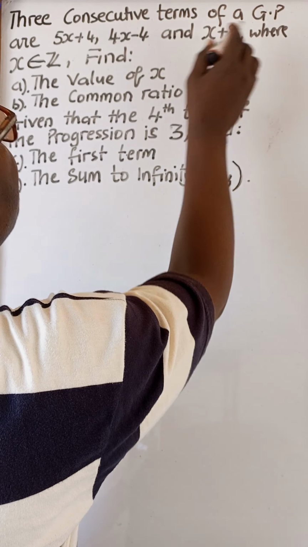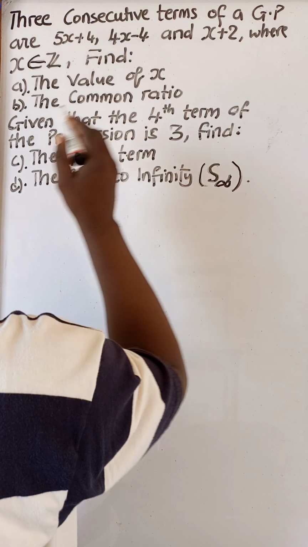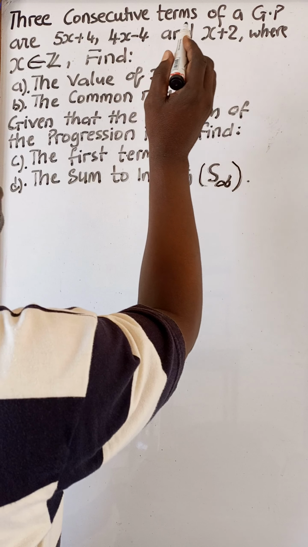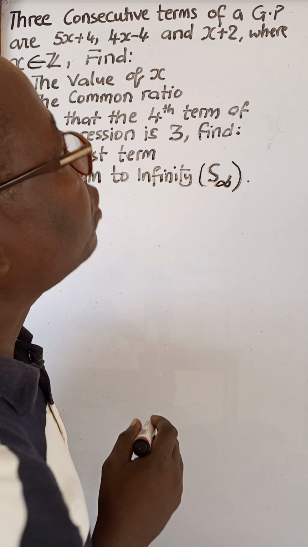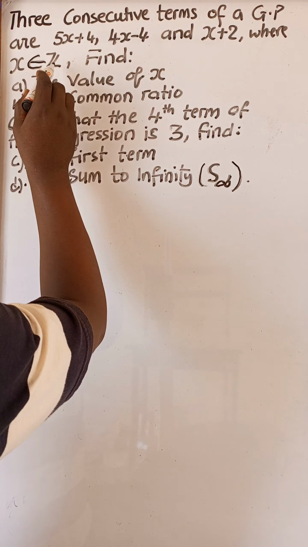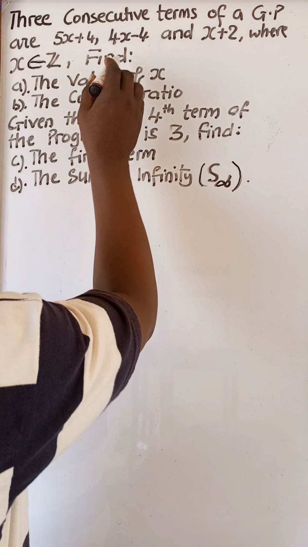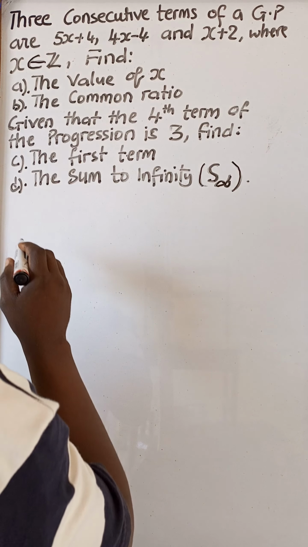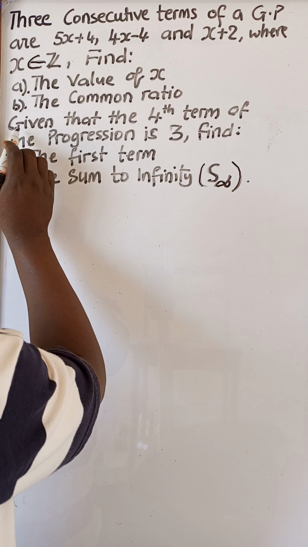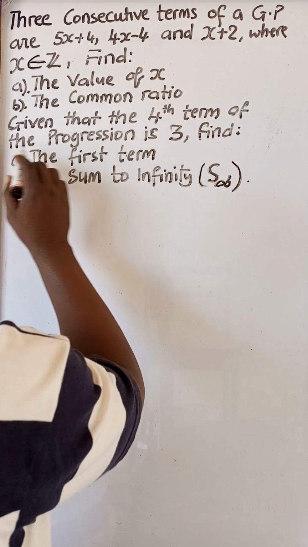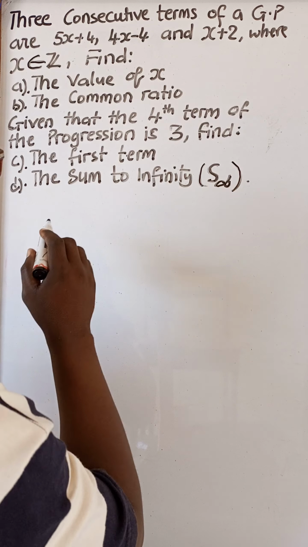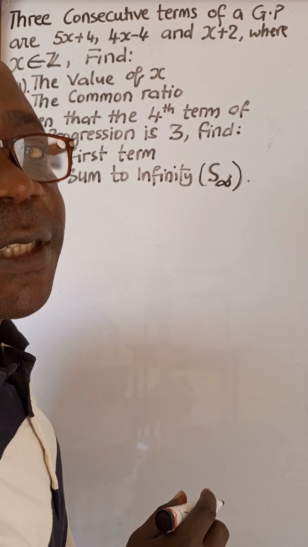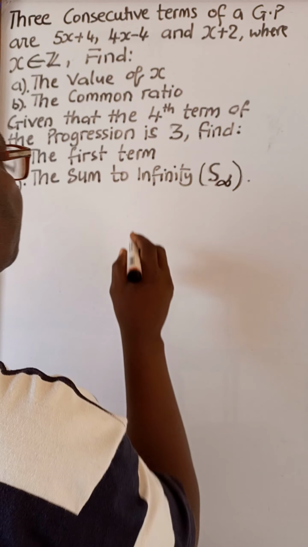Three consecutive terms of a geometric progression, GP, are 5x plus 4, 4x minus 4, and x plus 2, where x is an integer. We are asked to find A, the value of x, B, the common ratio, and then C, given that the fourth term of the progression is 3, find the first term. And D, the last part, find the sum to infinity of that geometric progression.